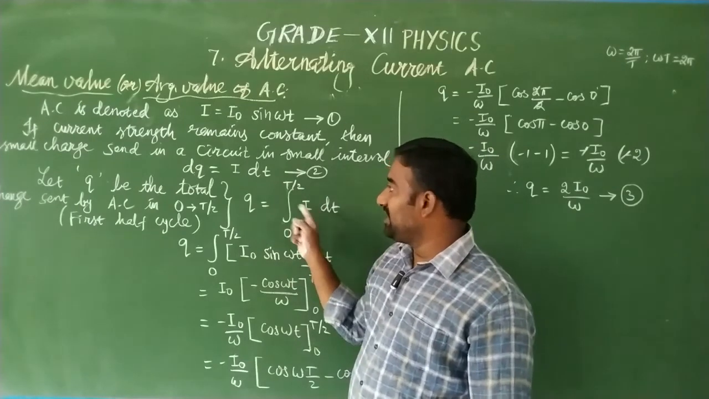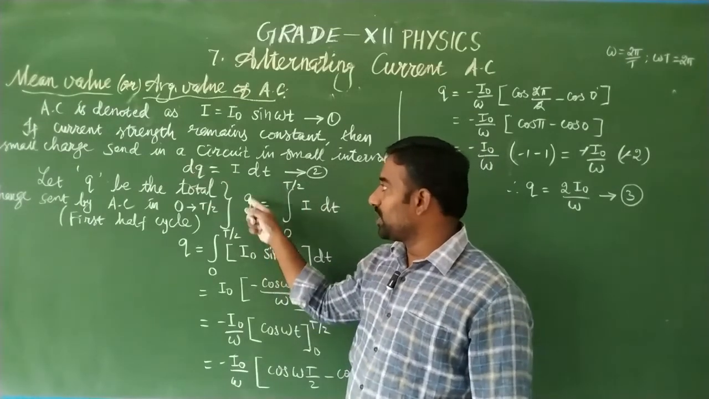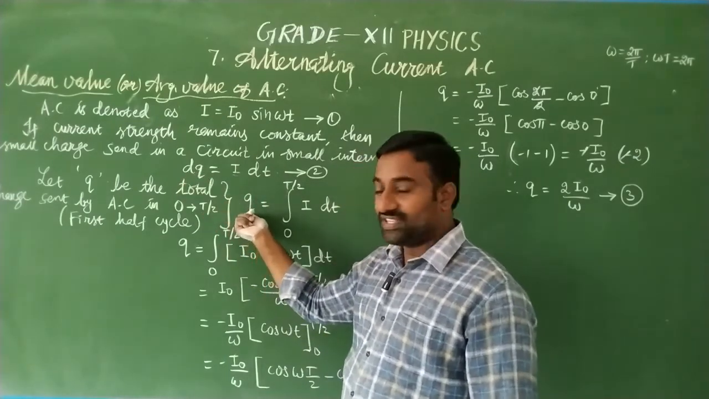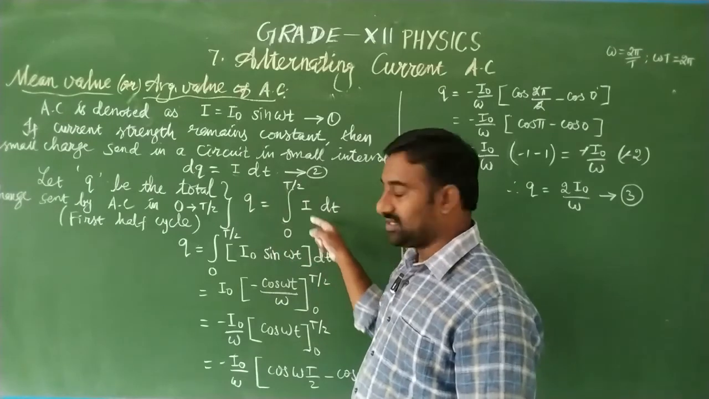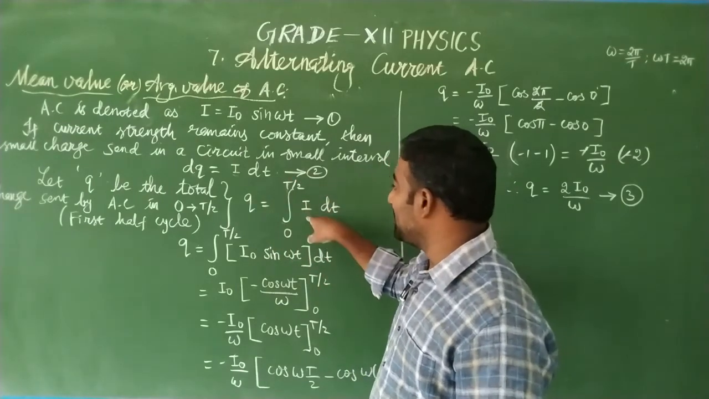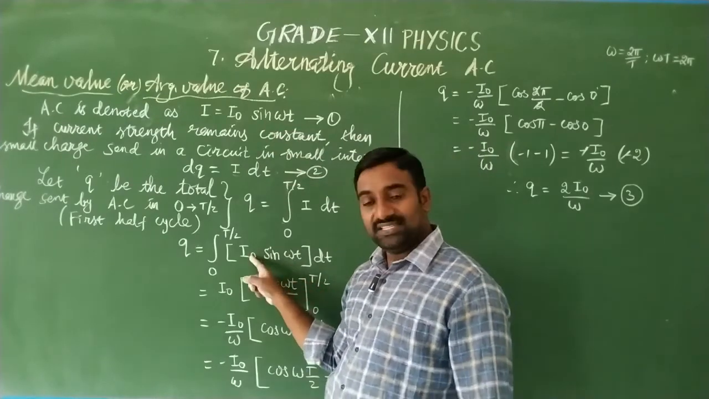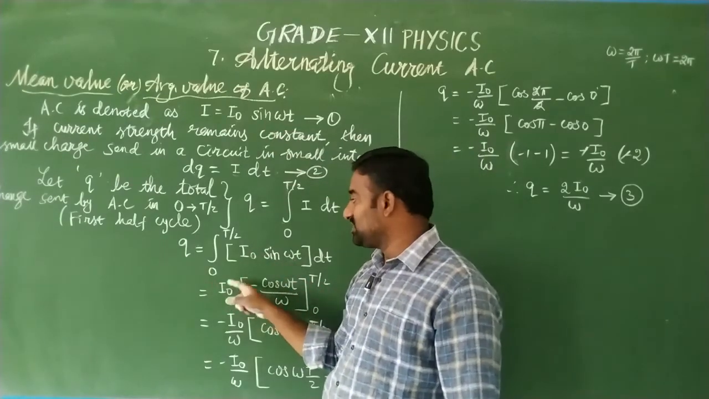After integrating, on the left hand side, integrating dq gives q. On the right hand side we integrate with the limit. After integrating, then substitute the I value. In this equation, substitute I naught sin omega t. But I naught is the peak current, which cannot be integrated, so we can take it outside.